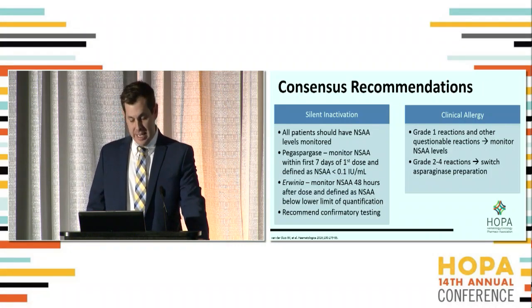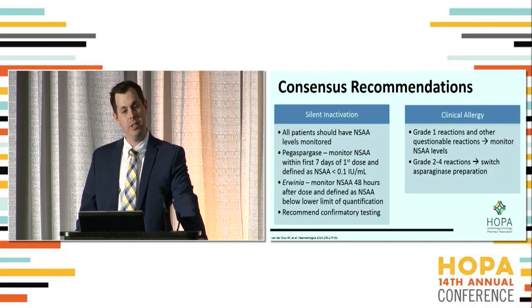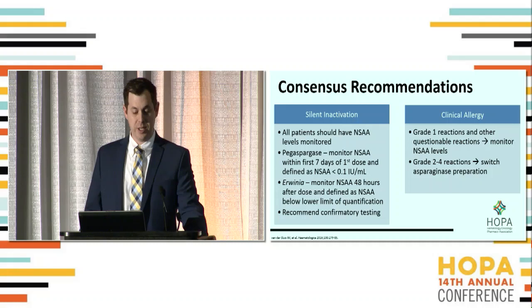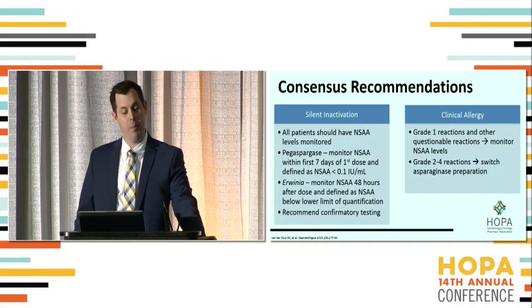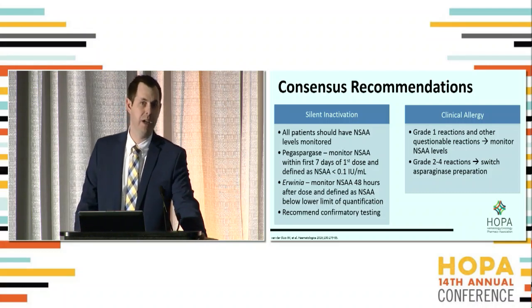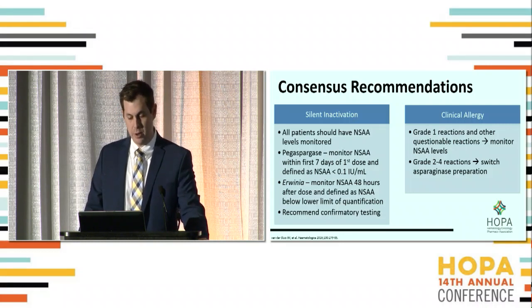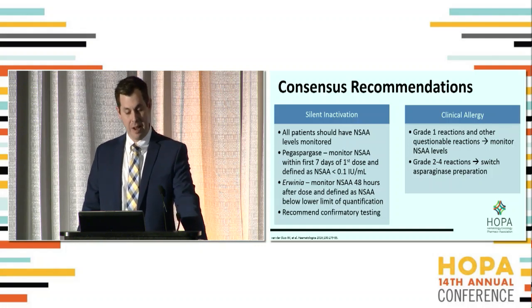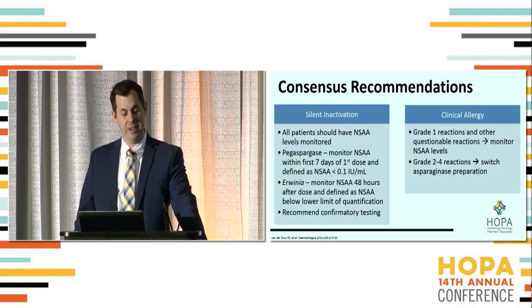In 2016, we had our first consensus recommendations on what to do with asparaginase monitoring, and that was broken up into 2 sections. With silent inactivation, they recommended that all patients should have asparaginase activity levels monitored. For PEG asparaginase, they recommended to monitor those levels 7 days after the first dose, and they defined silent inactivation as less than 0.1, and then they would recommend a switch or an increase in the dose. For Erwinia, they recommended to monitor asparaginase activity levels 48 hours after the dose and defined asparaginase activity below the lower limit of quantification, which is less than 0.02.